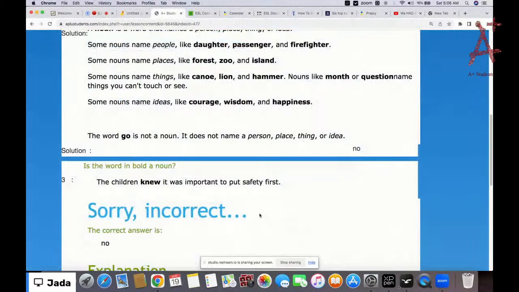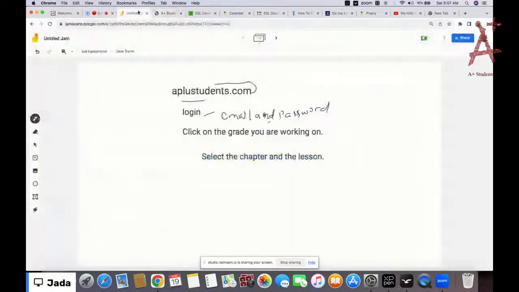We have some more examples here. Is the word in bold a noun? The children knew it was important to put safety first. Now, is new a noun? New is not a noun, because a noun names a person, place, or thing. All right, so let's go on to have some examples.